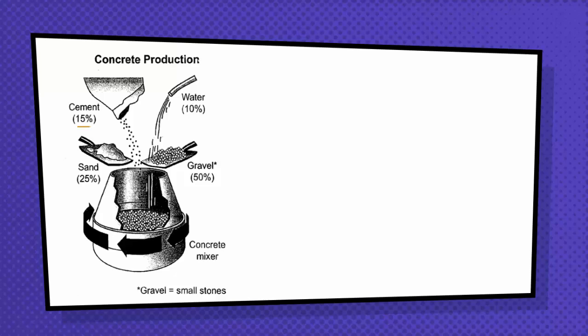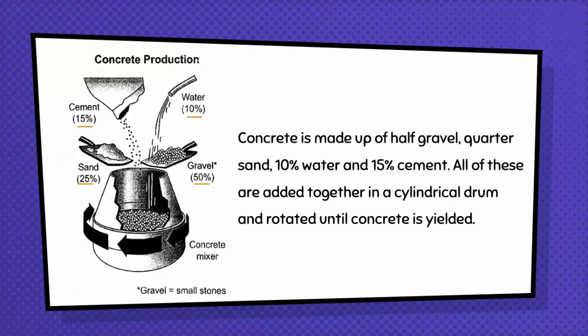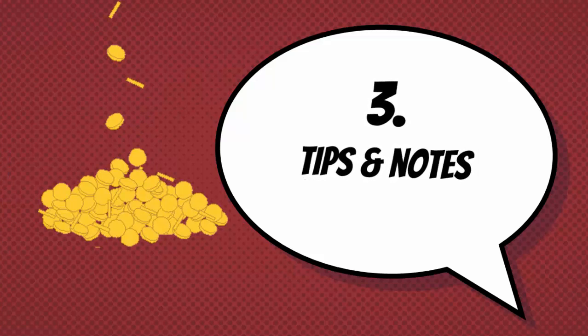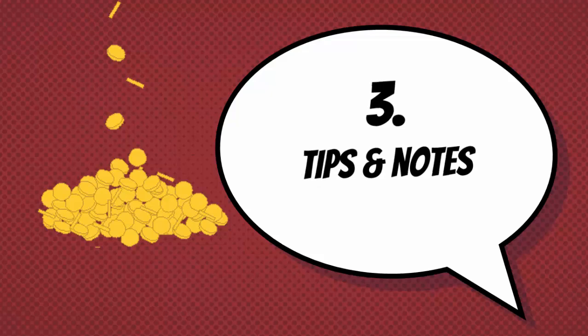This is a much simpler process and does not require so much sequencing. There are some percentages, so it does allow us to show the examiner that we can use the language of proportions instead of just repeating all the numbers. Concrete is made up of half gravel, quarter sand, 10% water, and 15% cement. All of these are added together in a cylindrical drum and rotated until concrete is yielded. And our very concise Band 9 report is all done.